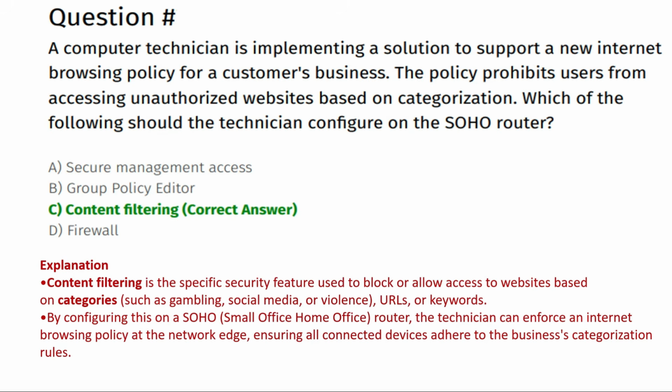So let's check the explanation. So content filtering is a specific security feature used to block or allow access to websites based on categories such as gambling, social media or violence, URLs or keywords. By configuring this on a SOHO, small office home office, router, the technician can enforce an internet browsing policy at the network edge, ensuring all connected devices adhere to the business categorizations rule. So that's why the correct answer for this question is option C, content filtering. So let's move to the next question.